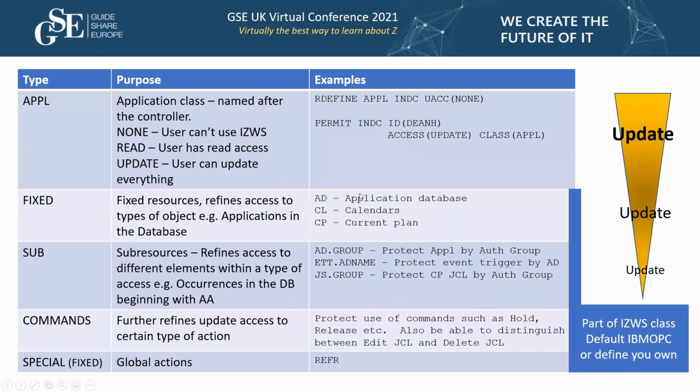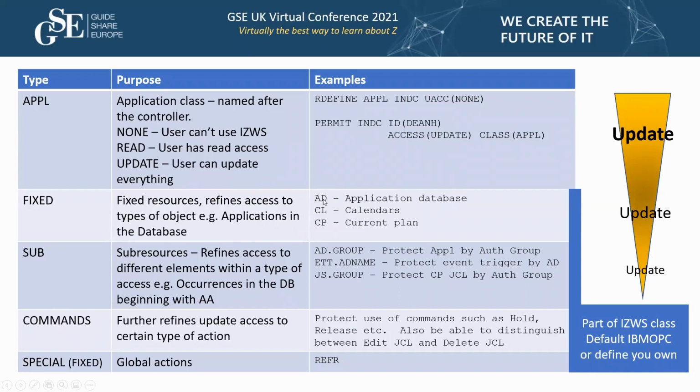So here with the fixed resource, we can close people off to different types of things. So typically your application team would have access maybe to the application descriptions, but not to the current plan. And your operators would have access to the current plan, but not necessarily to the application descriptions, that kind of thing. And then we have the sub-resources. And the sub-resources let you be very, very accurate on what you give people access to.